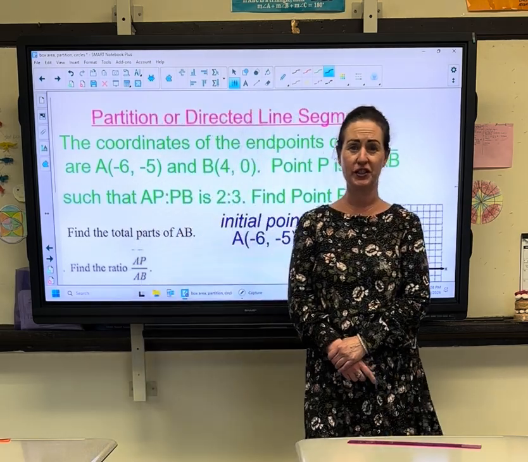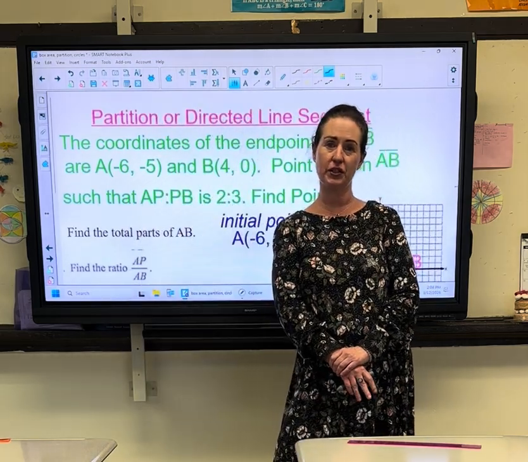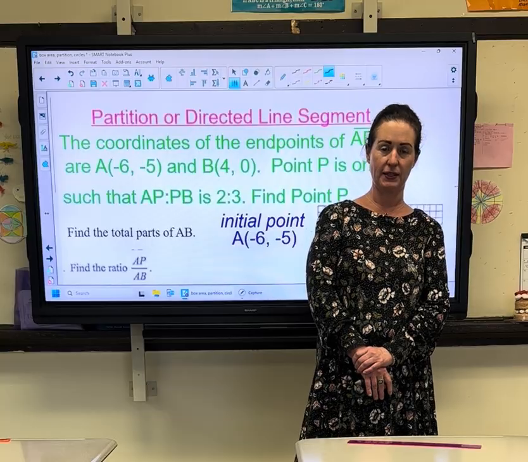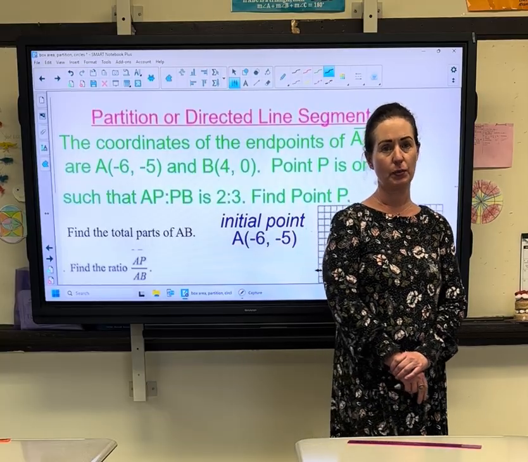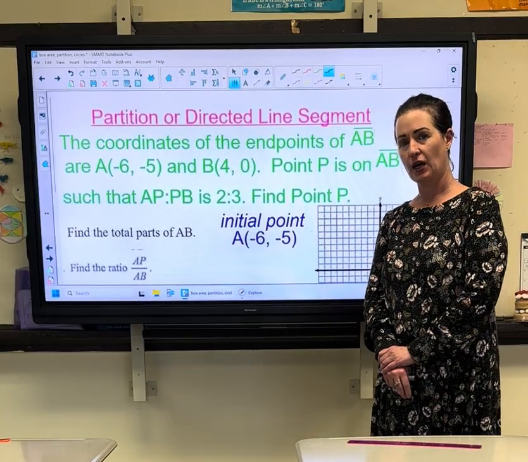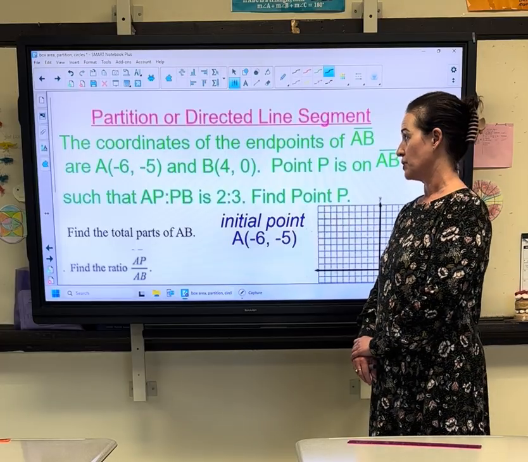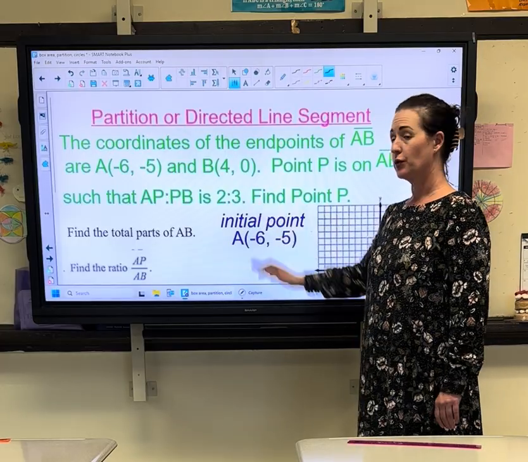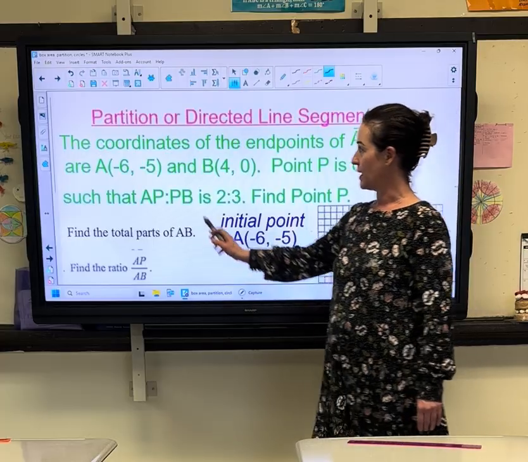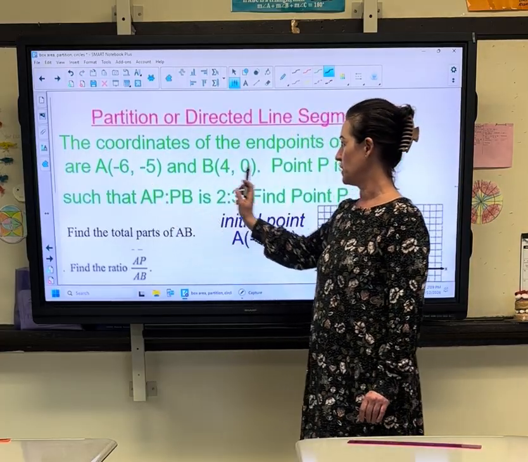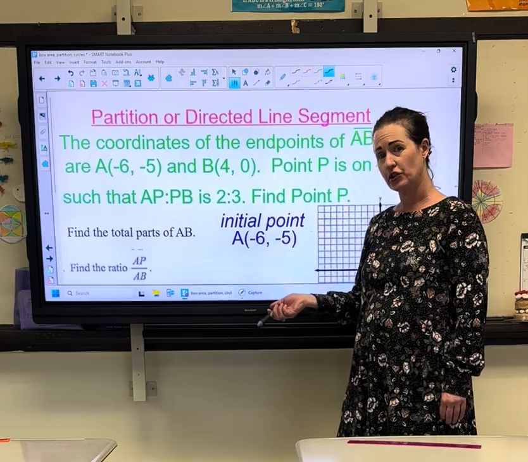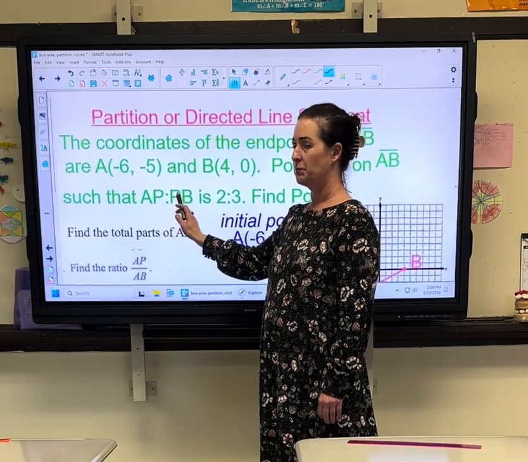It's Sassy, Geom teacher today, working with you on what's called partition, also known as directed line segment. Your goal is to find this point that's going to break up a segment given the ratio. This example has a ratio of 2 to 3, where A is (-6, -5), B is (4, 0), and it's in the ratio of AP is to PB.